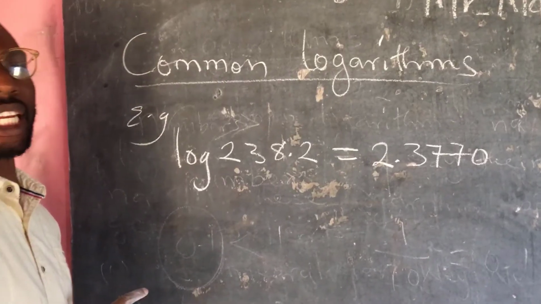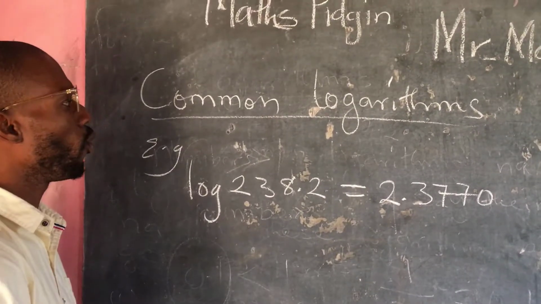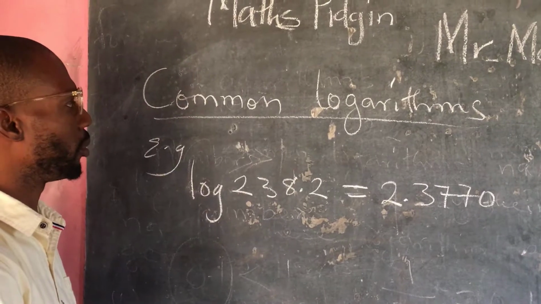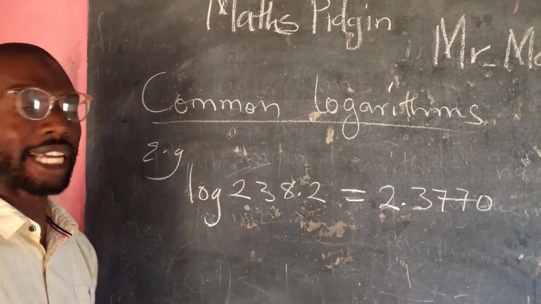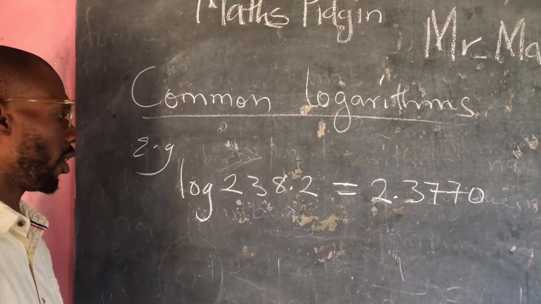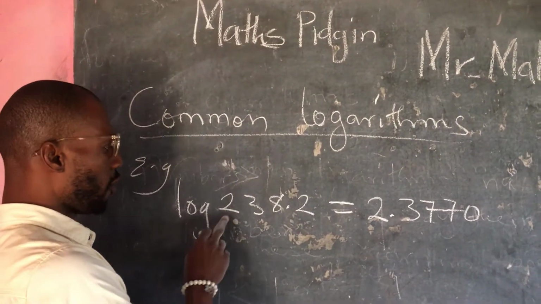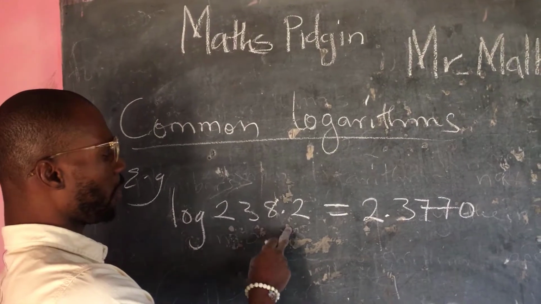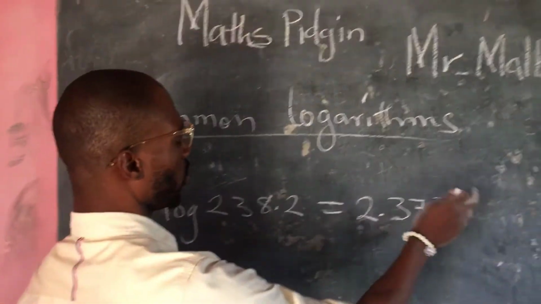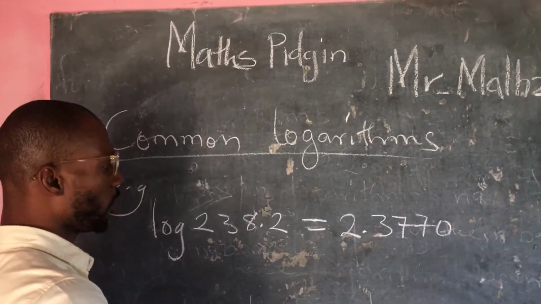The logarithm of this one is 2.3770. In our previous class, we also said we use the help of the four-figure table to check them out. Now, like we said, the log of 238.2 is equal to this. What did we say?